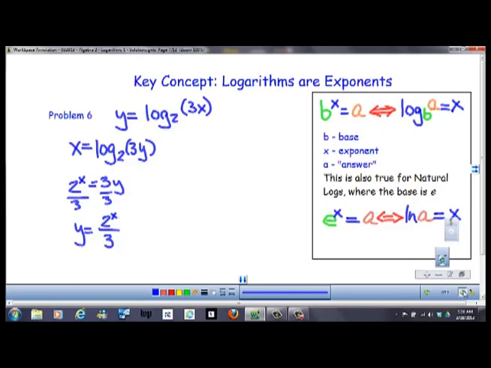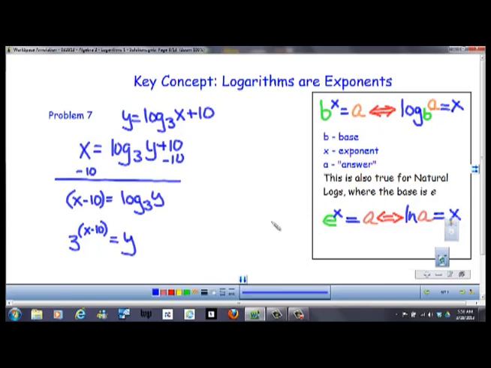Problem 7. Y is equal to log base 3 of x plus 10. Again, the 10 is separate. X is equal to log base 3, y plus 10. Subtract 10 from both sides. On the other side of the equation, all of this is the exponent. 3 to the x minus 10 is equal to y. And that's how simple this is. Eventually we'll look at the structure of all the patterns in the problem solving so we can understand a bit more about what's actually going on.